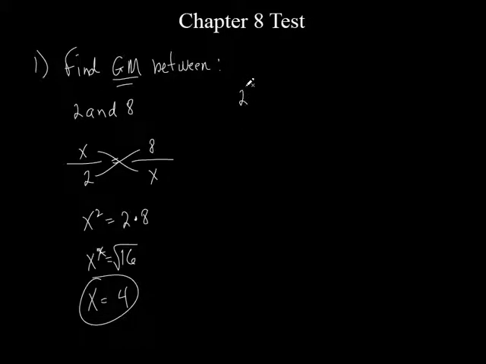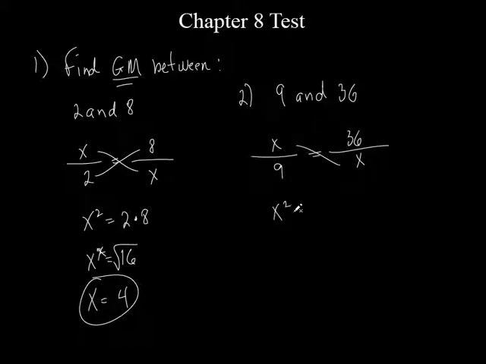All right, number 2. It's very similar to this. It's 9 and 36. So it's the geometric mean, again, between 9 and 36. Let's go through this a little bit faster. So the x goes here, and the x goes here, the 9 here, and the 36 right here. Cross multiply, so it's x squared equals 9 times 36.